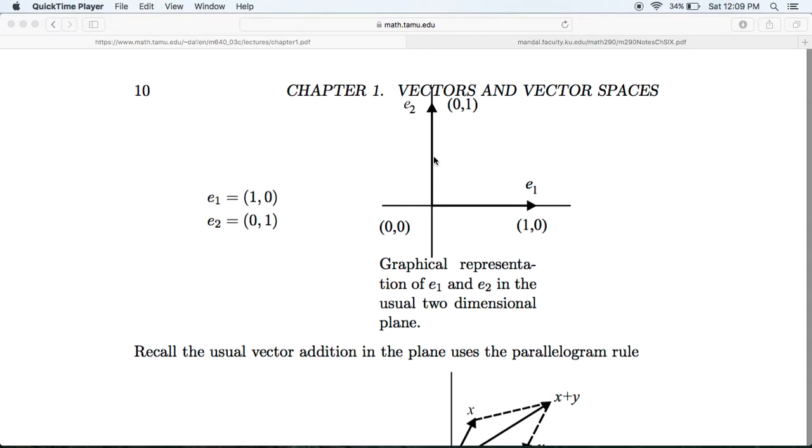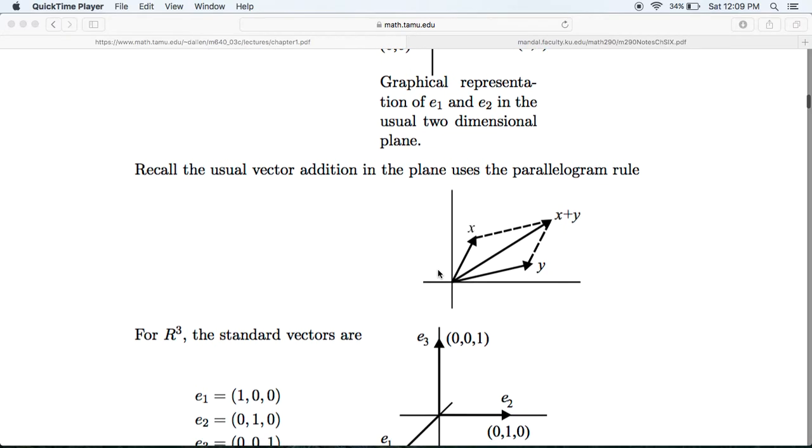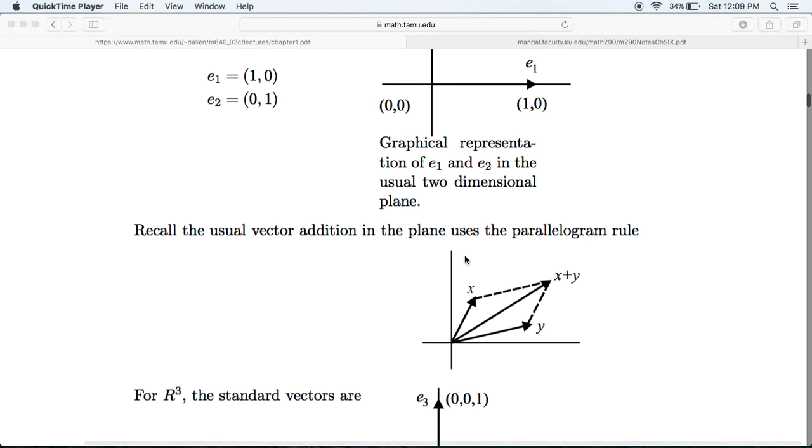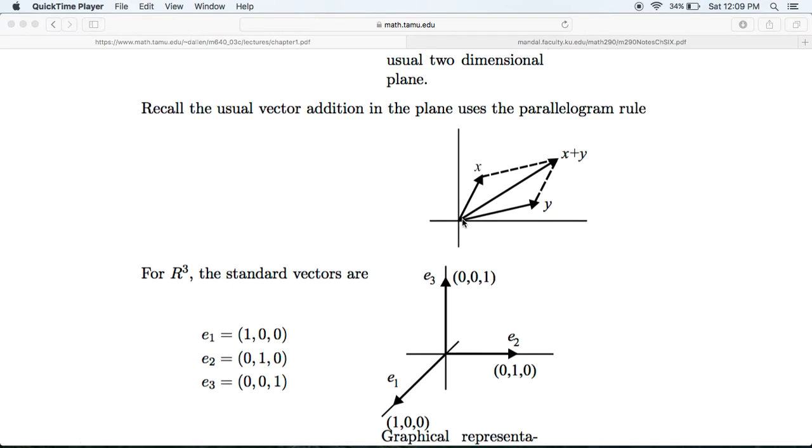Geometrically, this can be seen as usual. E1 and E2 can be seen as coordinate vectors along the x and y axes. And we can draw vectors in Euclidean space with the help of these E1 and E2. We can also add vectors in such a way, as we have seen earlier in physics and high school coordinate geometry.